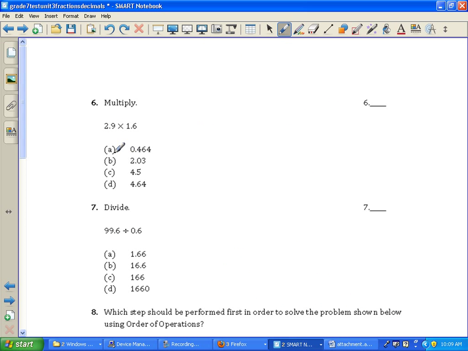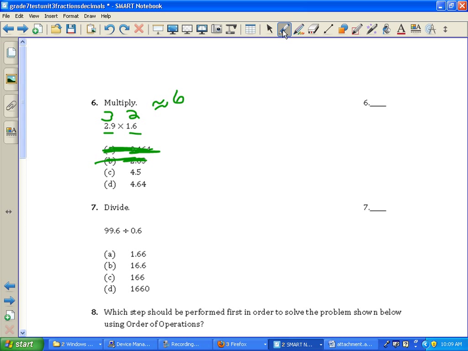Number 6, you're asked to multiply 2.9 times 1.6. First thing I would do is round these off just to get an idea of what your answer could be. So let's get an estimate. 2.9 rounded off would be 3. 1.6 rounded off would be 2. So 3 times 2, your answer is going to be about 6. So we know this one's not going to make sense. We know this one's not going to make sense. And these two are the closest ones to 6.